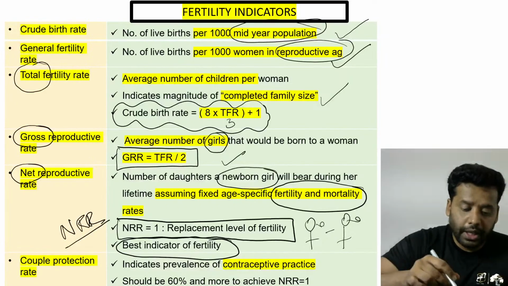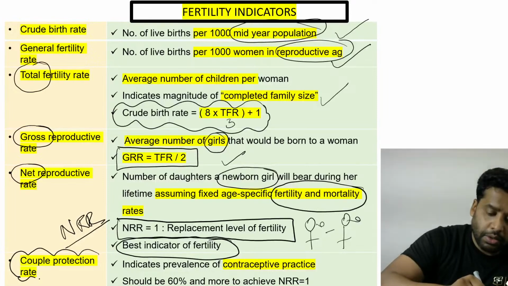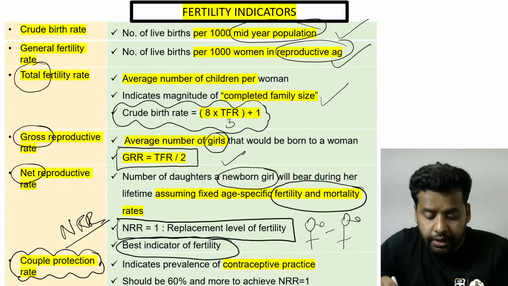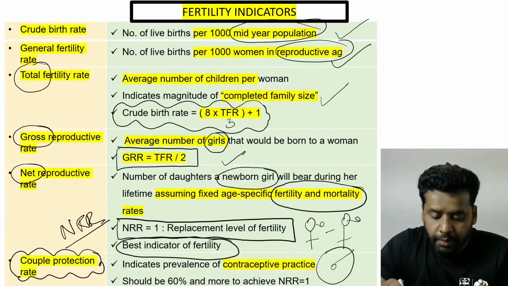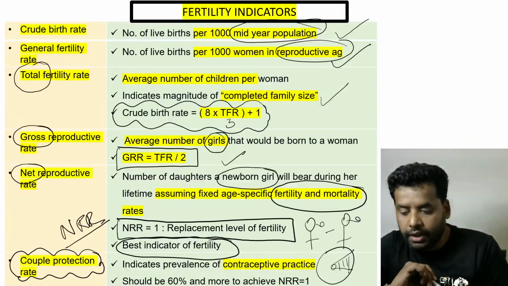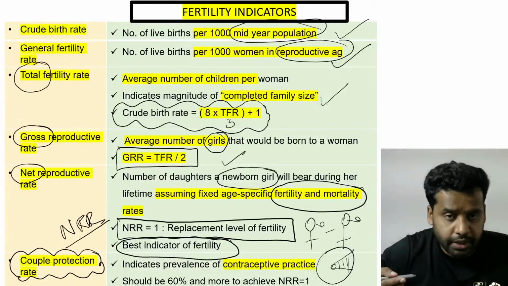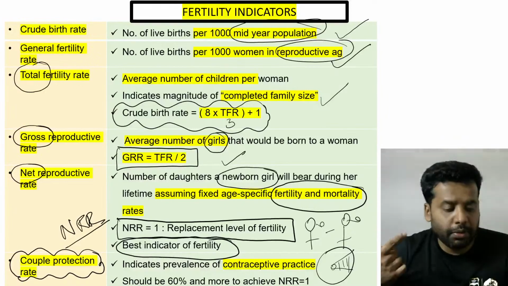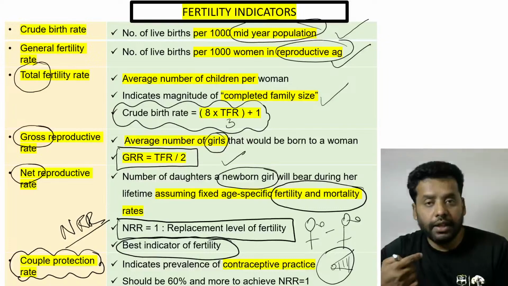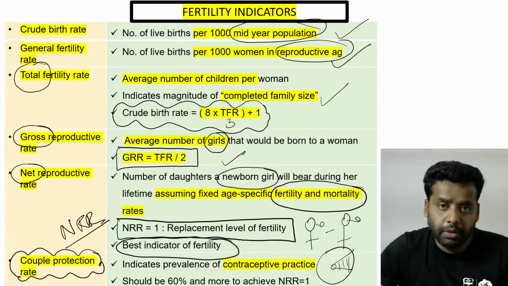Couple protection rate will indicate how many are using contraceptives. It is a pie chart to indicate prevalence of contraceptive practice. If they mention this word, proportion of contraceptive usage, prevalence of contraceptive practice, what indicator is used? Answer is couple protection rate.